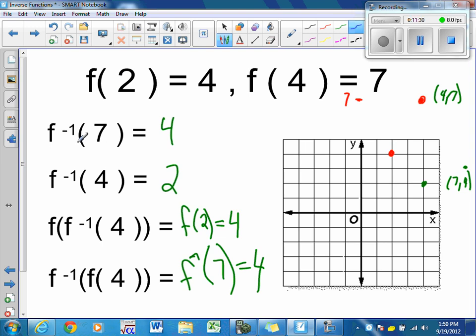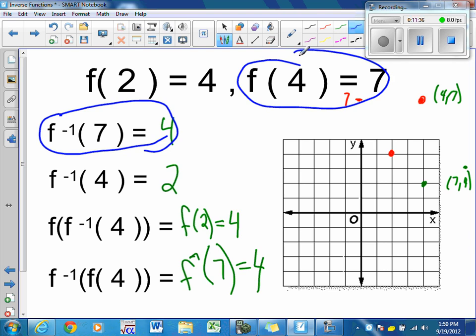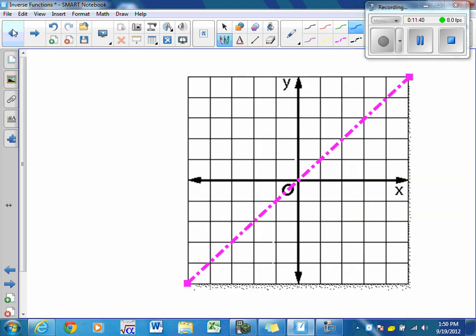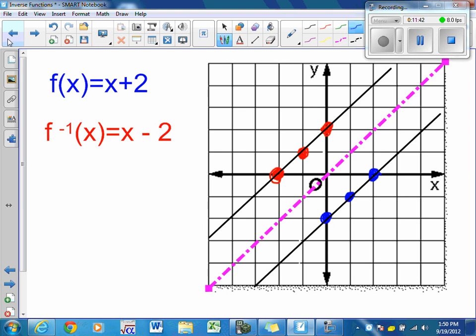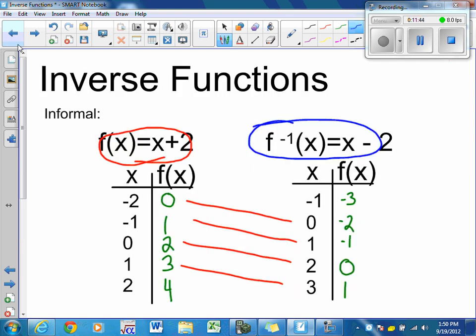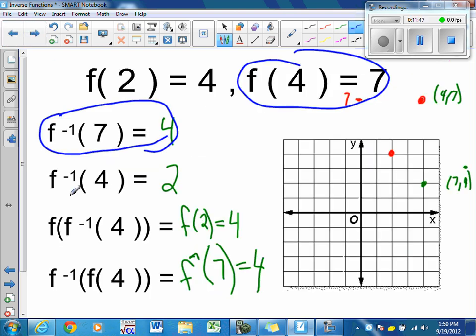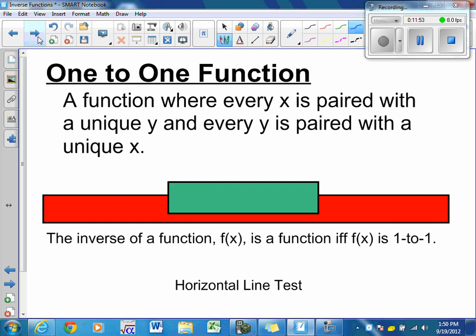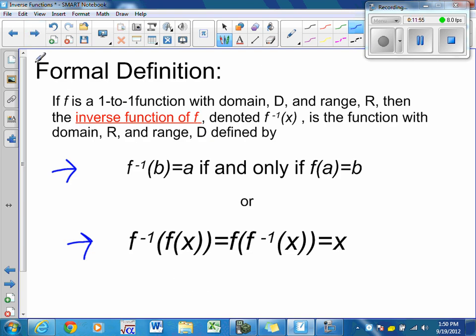Let me go back and just show you. Here is what I'm talking about. F inverse of 7 is 4. F of 4 is 7. That's that first one. If we go back here, oh, we're on the same page. Here is the other one, how they work out and give you just 4. So 2 different ways we can define an inverse.